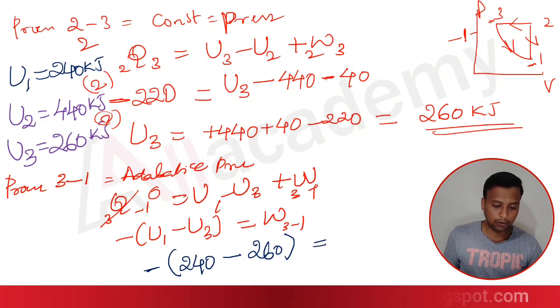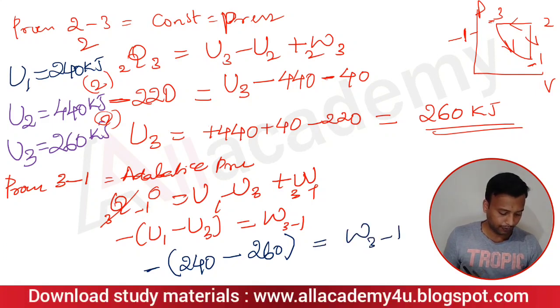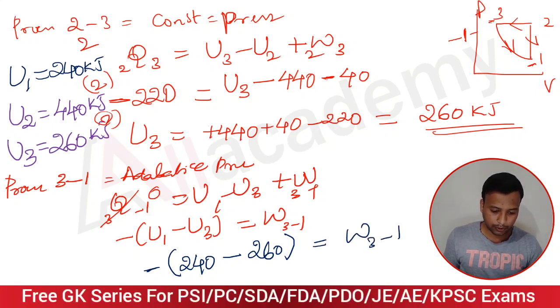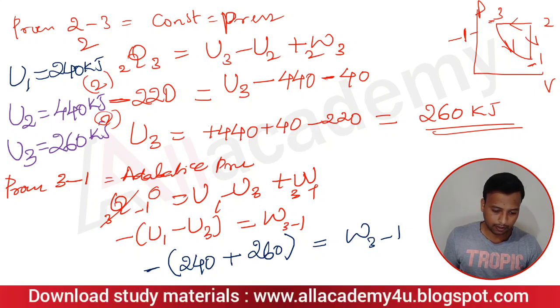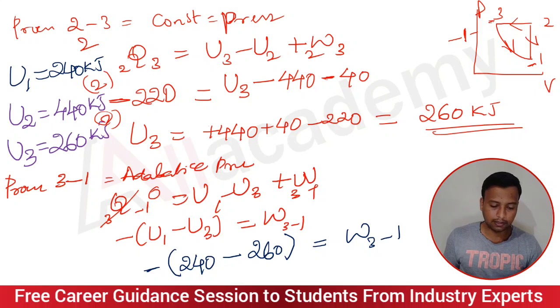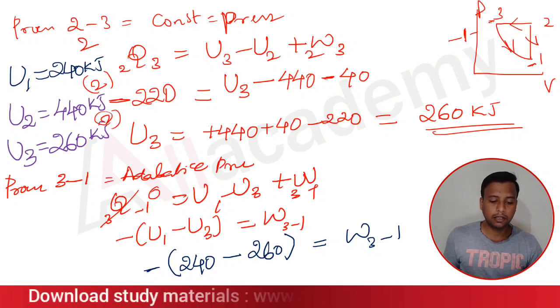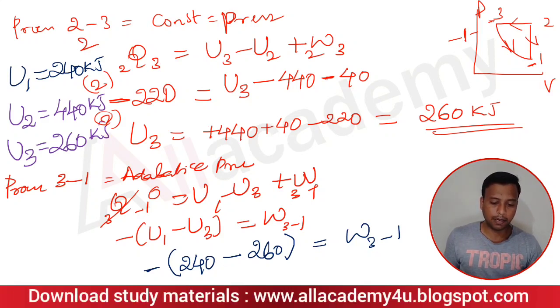So that will be equal to W3-1. If you substitute and simplify this, this becomes minus and this becomes plus. If you multiply the minus inside, it becomes plus 260 and this becomes minus. So the total work done in the adiabatic process will be equal to 20 kilojoules.